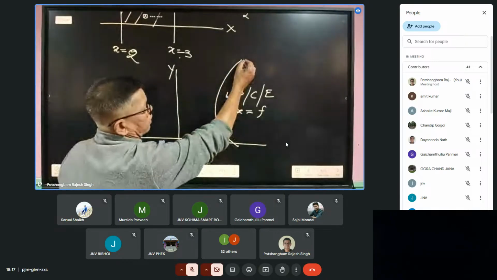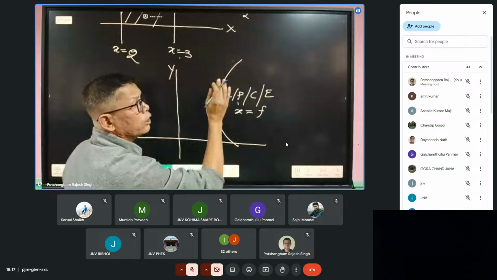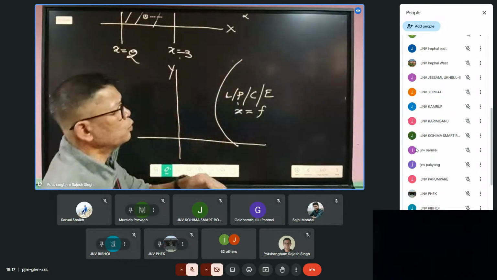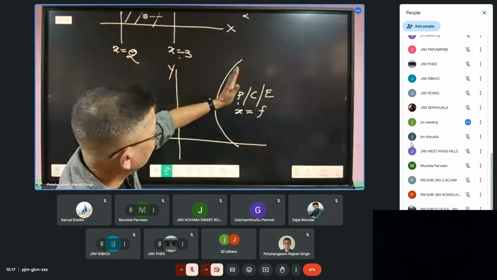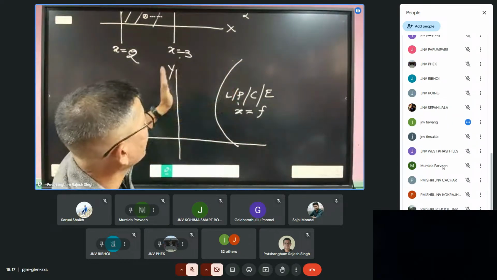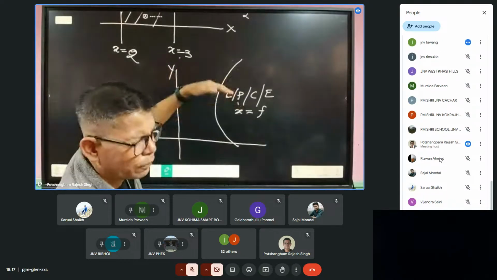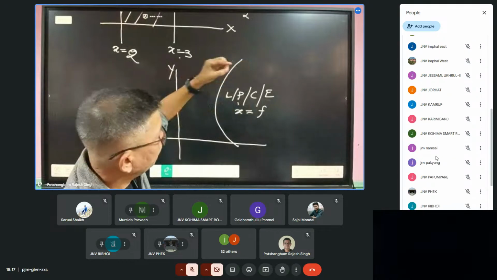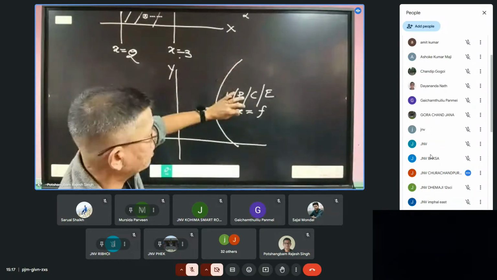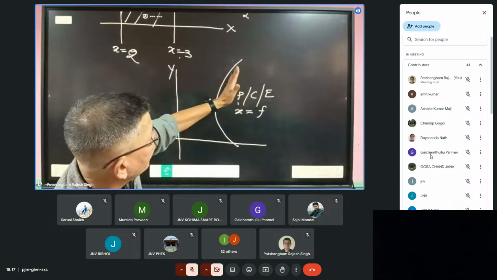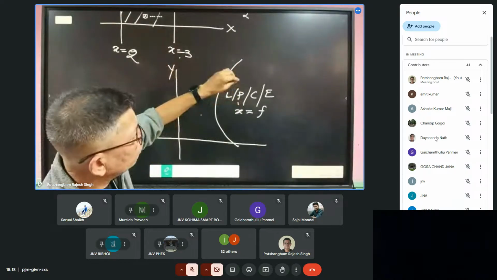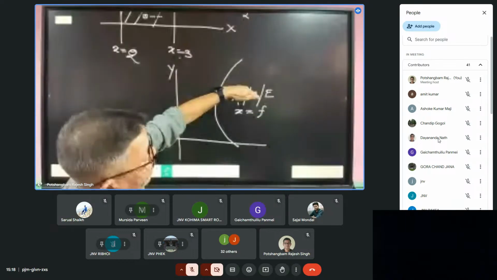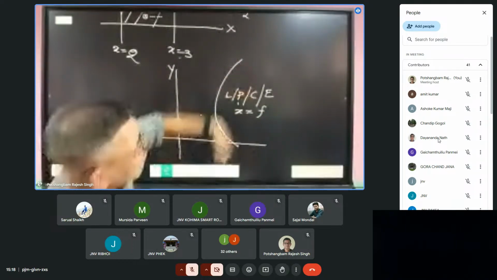Suppose this is the curve, and we want to find the area with respect to the y-axis. In this case, from the equation of the curve, we need to find the value of x. If we find the area with respect to the y-axis, then we are required to find the value of x. With respect to the x-axis, we find the value of y.